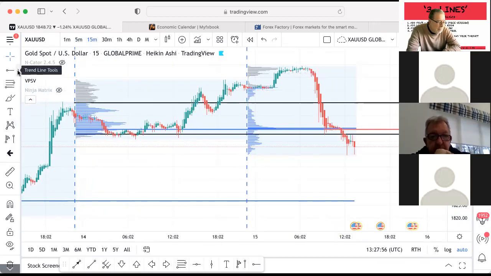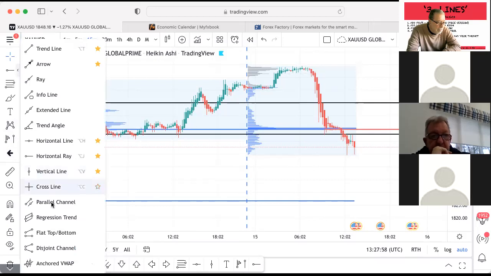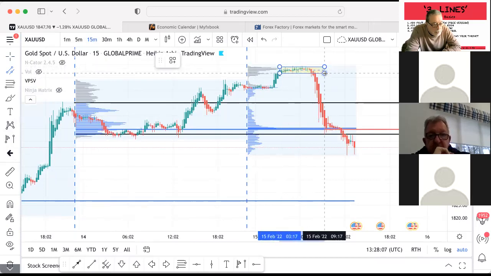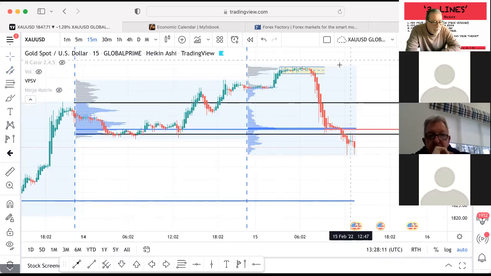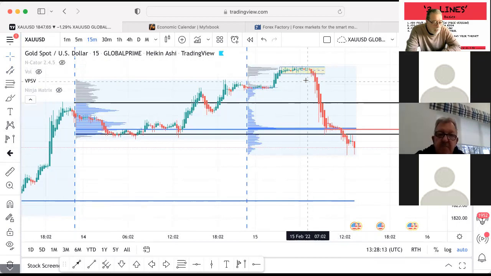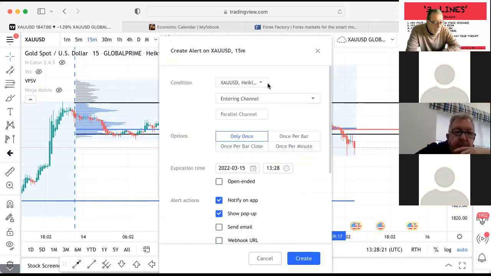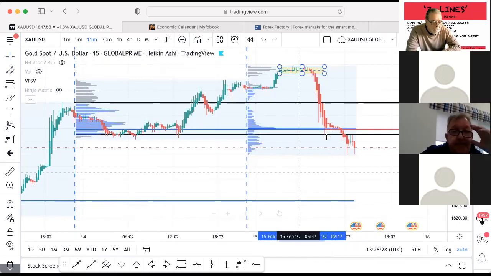And the way I did it was trendline tools, parallel channel, go along the top of that, and then down to the bottom of that. And I put an alert on that channel there. I clicked on the top, clicked on alert. I asked it to give me an alert when price exited that channel.